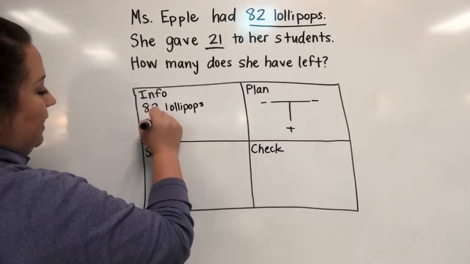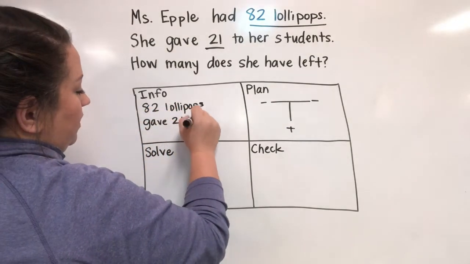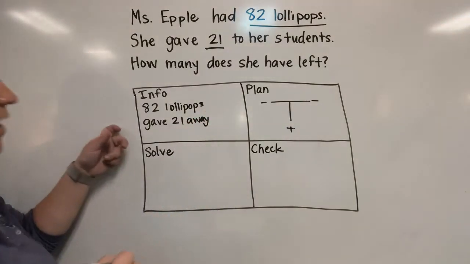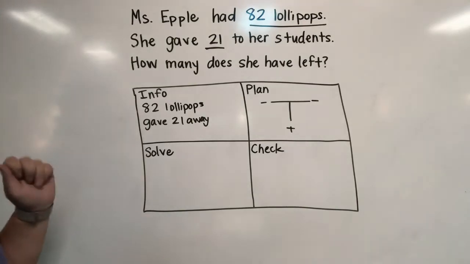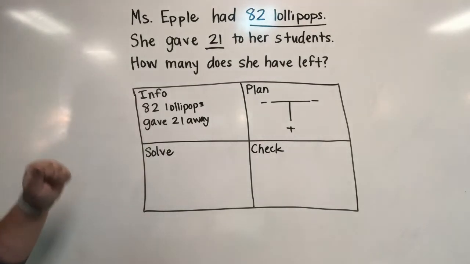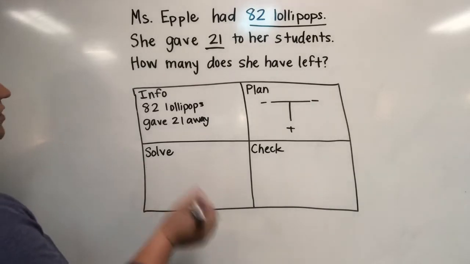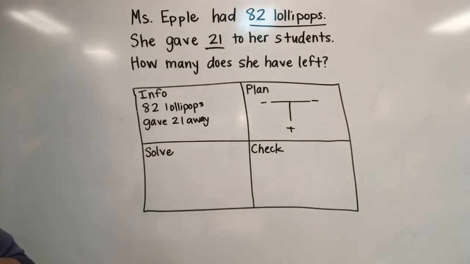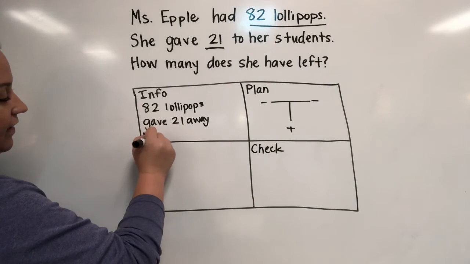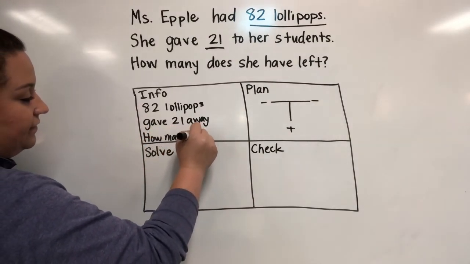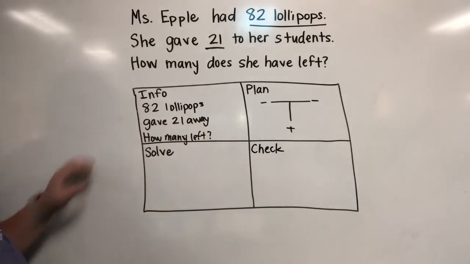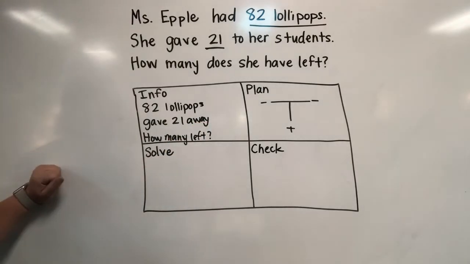So I'm going to write gave 21 away. If I'm giving them away, am I getting more or am I losing some? I think I'm losing some. So I think I know if I'm adding or subtracting. And let's look at the question. How many does she have left? So then you want to make sure that you write your question in that important information box. What would the question be? How many left? So I want to know how many lollipops Miss Epple has left.